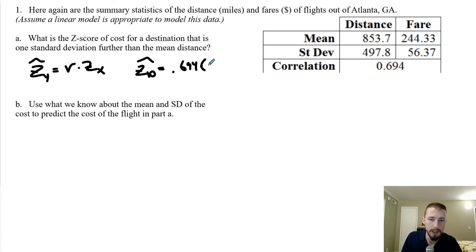So that times 1. Well, that's easy. That's going to be just the correlation coefficient. So the predicted z-score for the distance is going to be equal to 0.694. And notice it's going to be closer than the explanatory z-score of 1 because we are regressing back to the mean by the strength of the correlation coefficient. Kind of cool. All right, what do we know about the mean and standard deviation of the cost to predict the cost of the flight in part A?